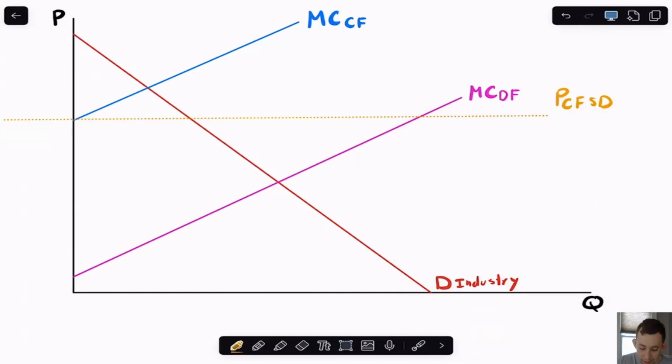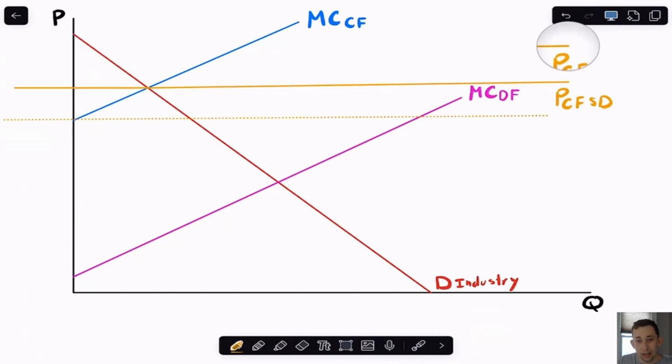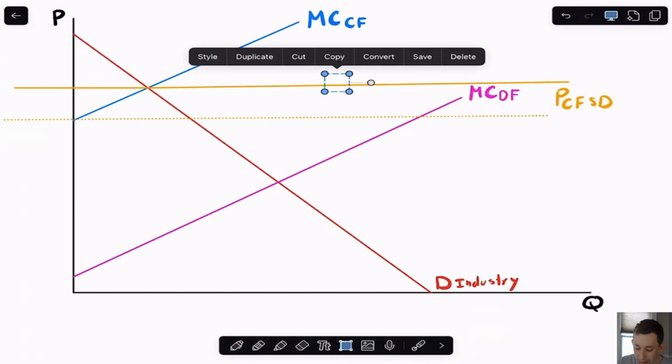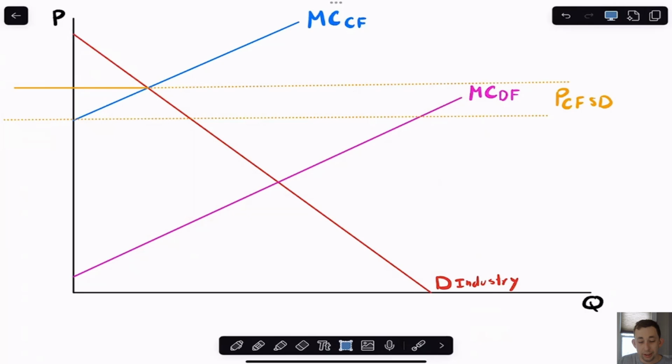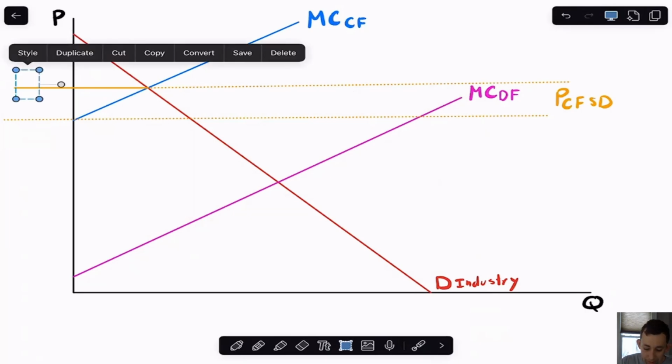The other thing to notice is that if you think about this price right here, this is where the marginal cost is equal to the demand curve. And so if you didn't have a dominant firm, this would be the price that would prevail in the competitive market, which means if the competitive fringe is meeting all the demand, then the dominant firm is not supplying at all, because all of the supply is coming from the competitive fringe.